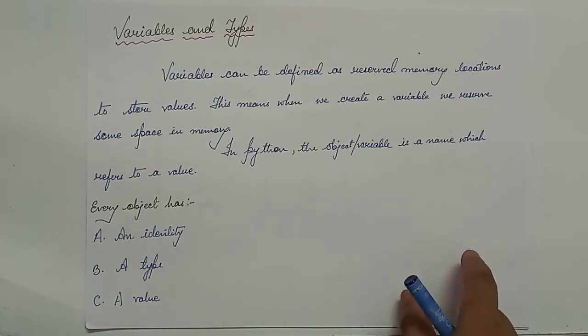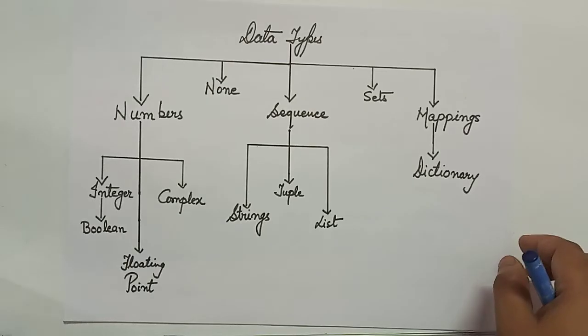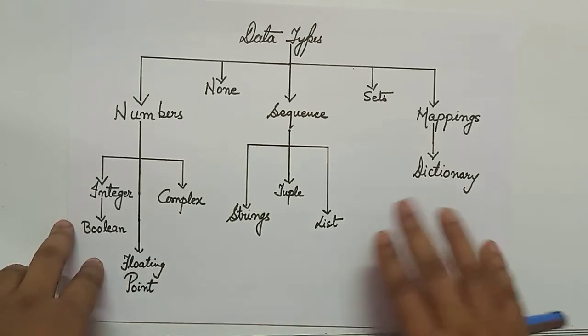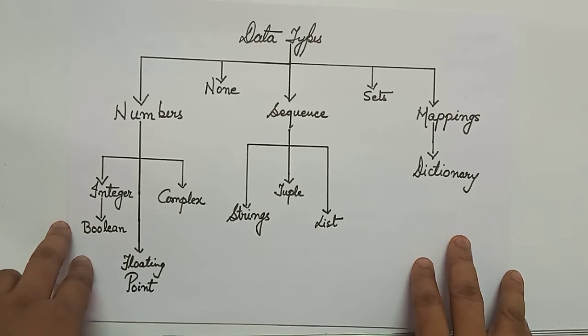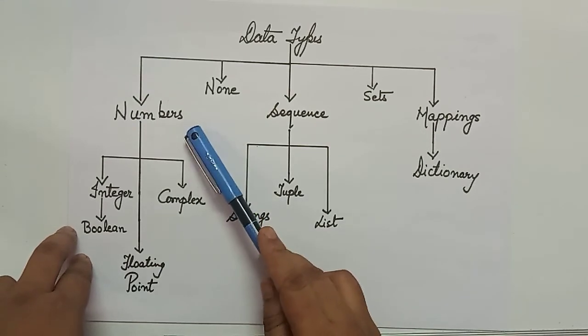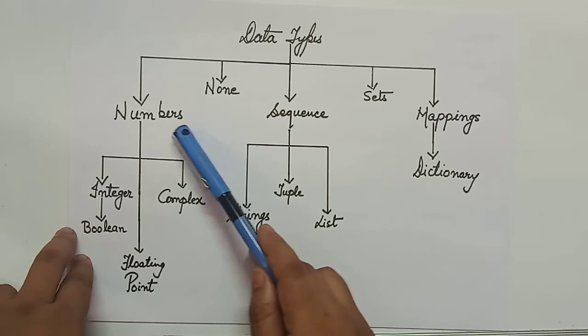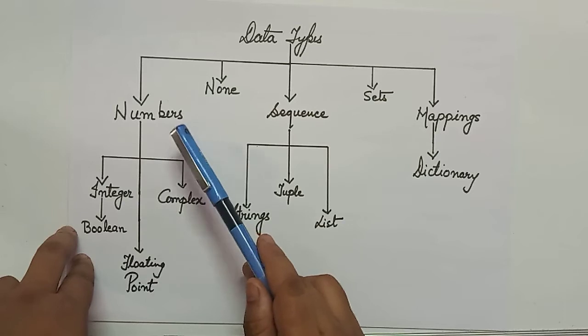Now let's talk about the different data types present in Python. This is the hierarchy of the data types that we are going to use in Python. Let's talk about the first one, that is numbers. From the name itself, it is clear that this kind of data type is going to store numbers only.